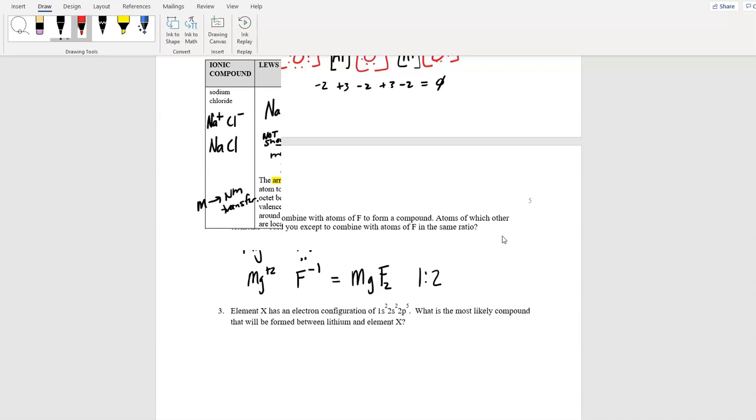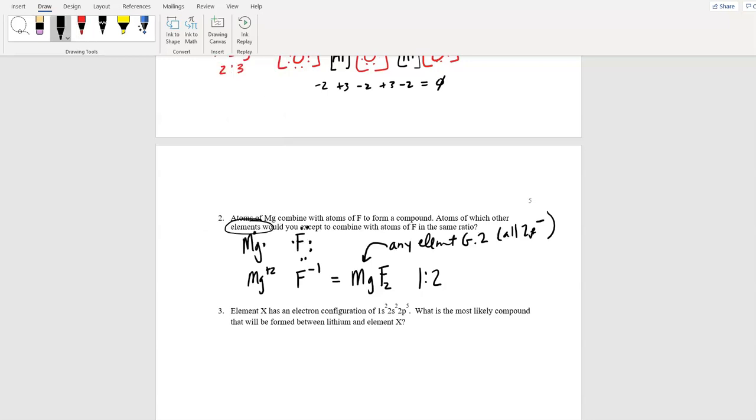Can you predict, is there any other elements that would also form the same ratio with fluorine, a 1 to 2? And I hope so, because basically any element in group 2. Any element in group 2, because they will all have 2 valence electrons, which means they'll all lose 2. So you could pick any element in group 2, and they will all have that same ratio with fluorine.